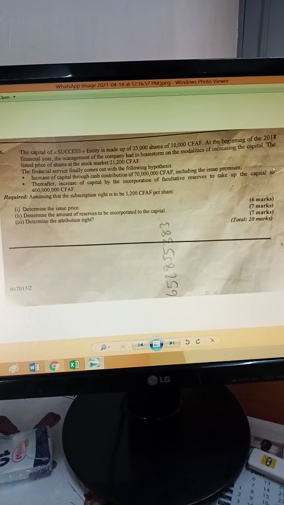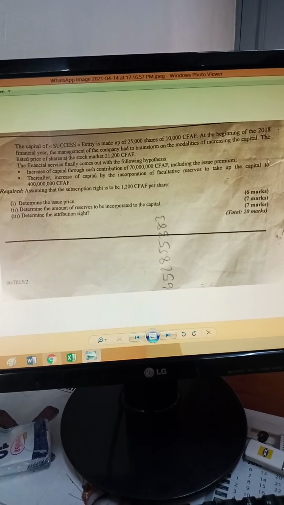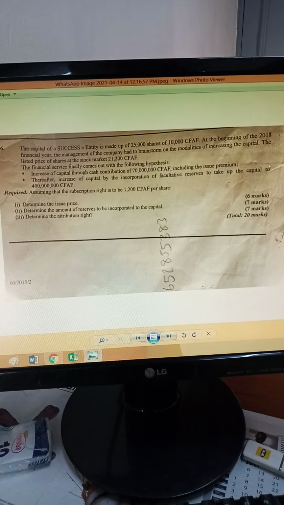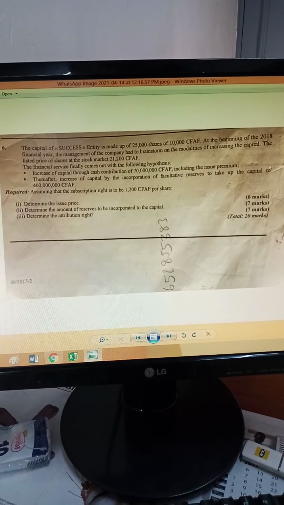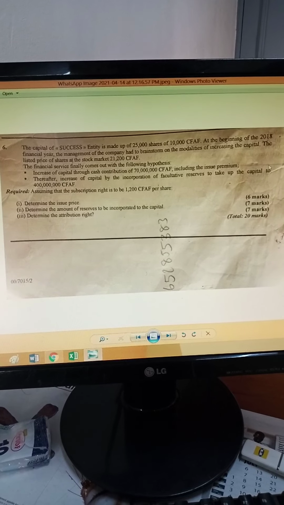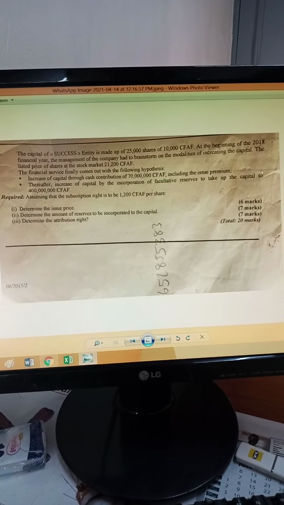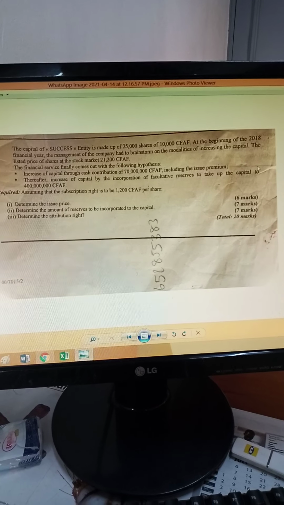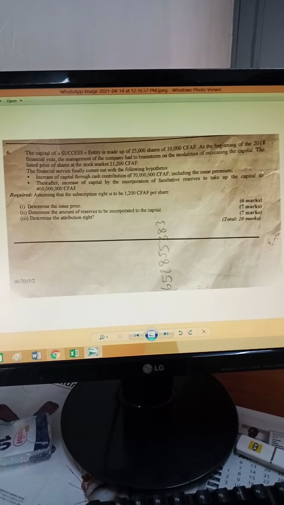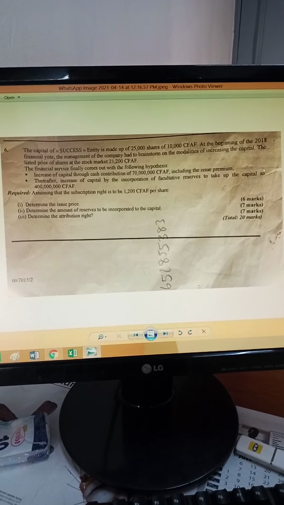Here is a question on the increase of capital, the OHADA approach. In this question, we discovered that this entity had a mathematical value before the increase of capital of 21,200 and the nominal value of a share was 10,000 francs. The amount of capital before increase was 25 million francs because you multiply the number of shares times the nominal value.